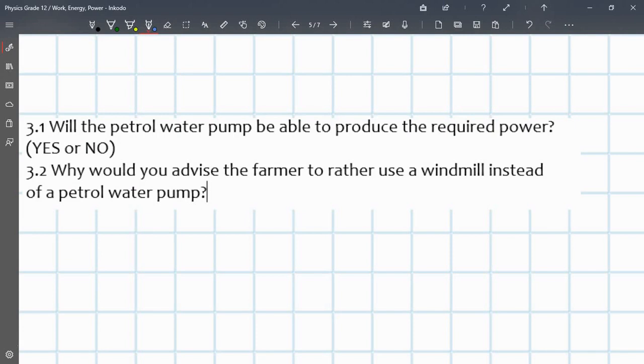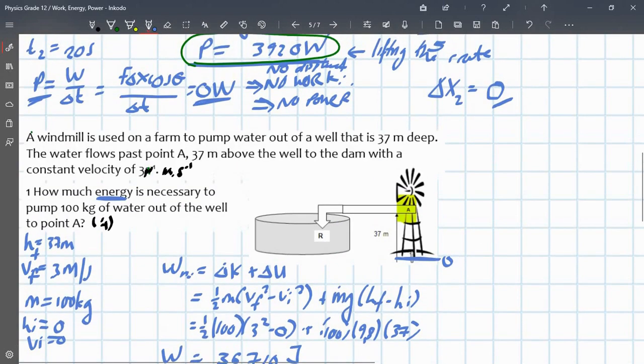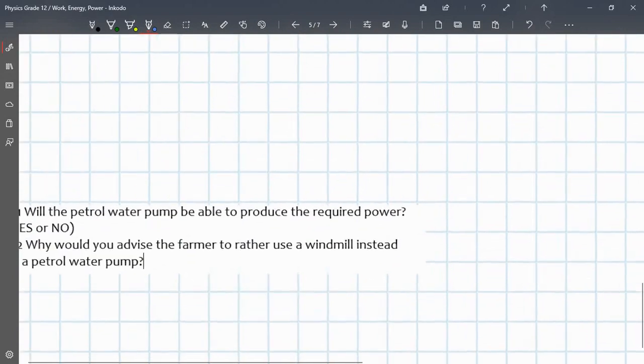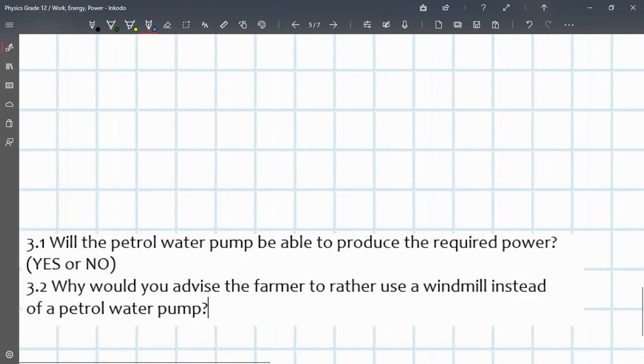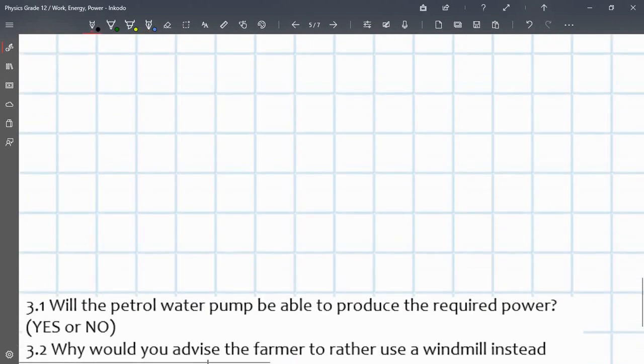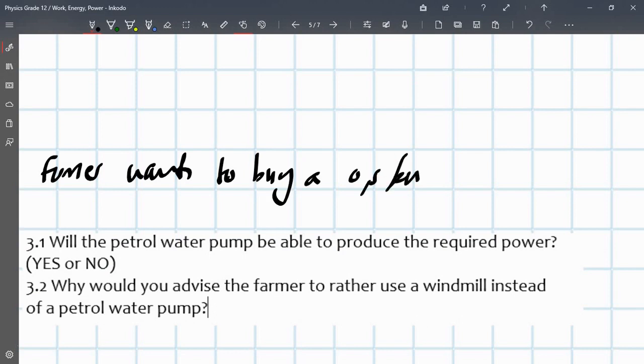Will the petrol water pump be able to produce the required water? Right, I missed out something here. They actually suggested a 0.5 kilowatt. So the farmer wants to buy a 0.5 kilowatt generator. Right, that information is supposed to be given.